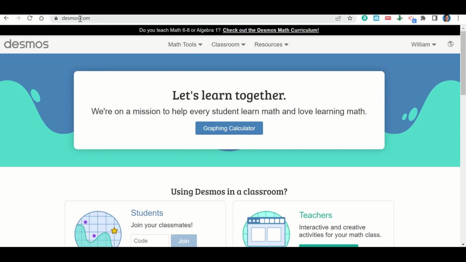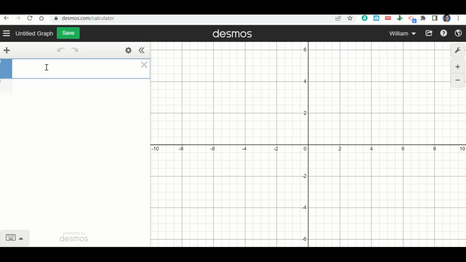So what we're going to do is go to desmos.com, just like this, and click on the link that says Graphing Calculator. And over here on the left side, we can enter any linear equation and it will graph it for us. So let's try y equals 2x minus 4. Well, as we can see, it graphs it for us. We can check that against whatever we did on our assignment. And you can do it this way.